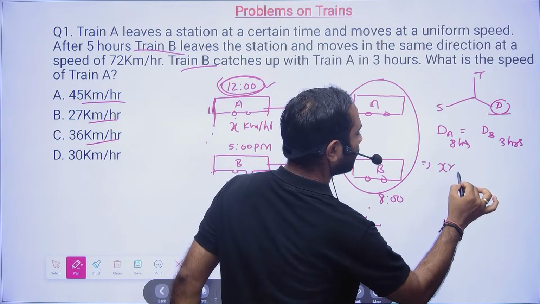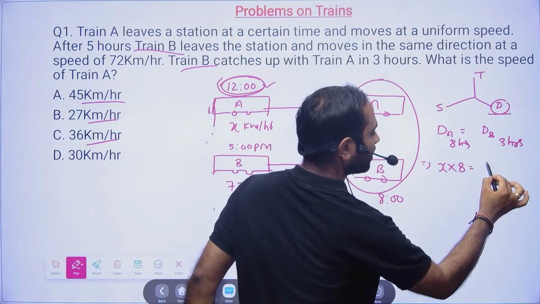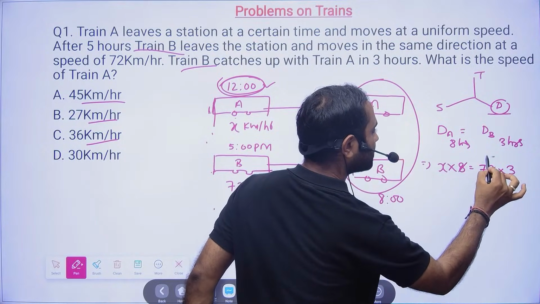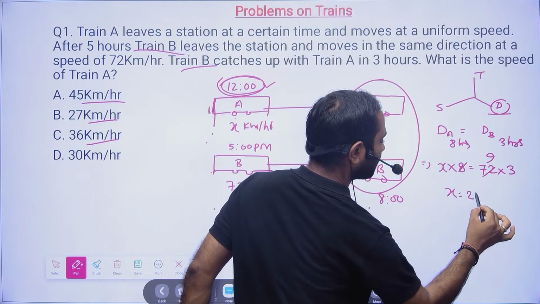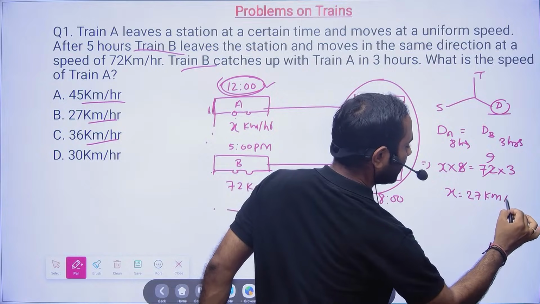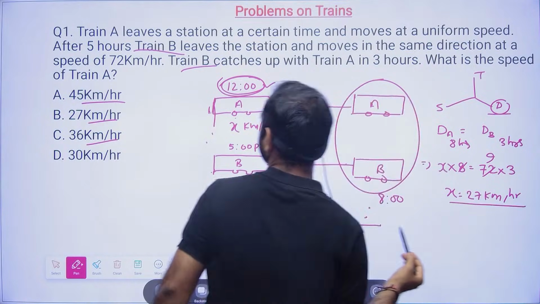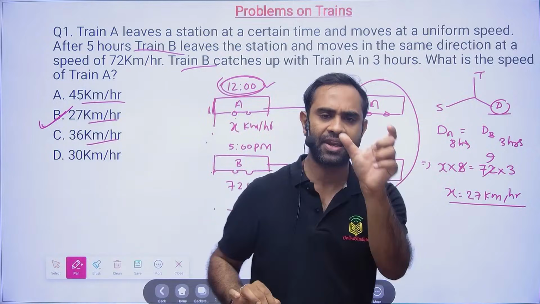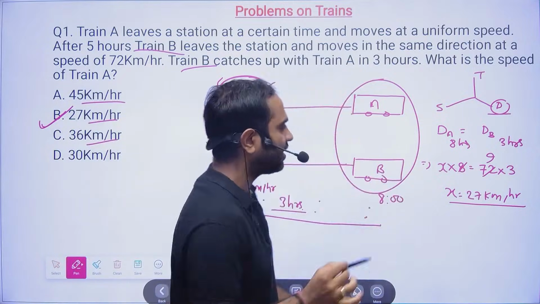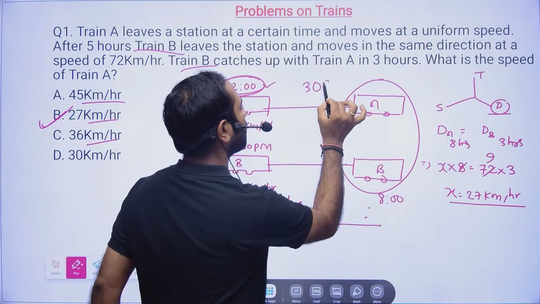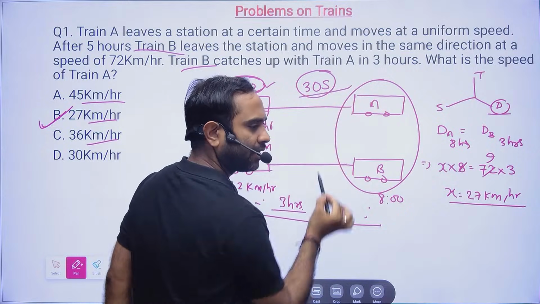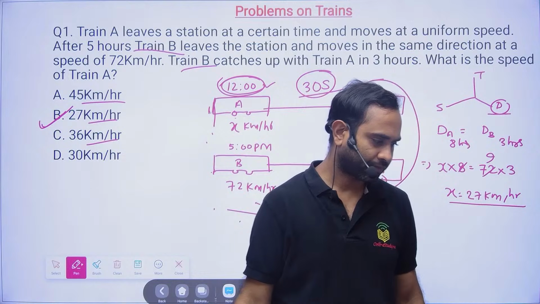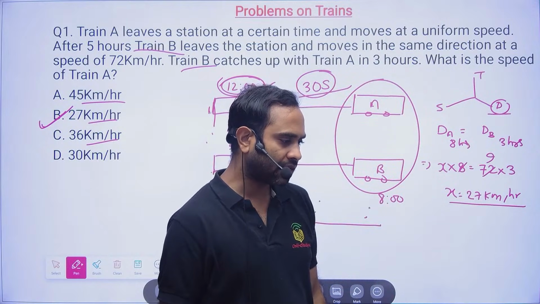Okay. Now, distance will be speed times time. Sir, speed we don't know, time is 8. Distance is 72 and time is 3. So here x will be 27 km per hour. You have to be very, very careful with units. So here option B will become the correct answer. This was a very, very simple question. It should have taken just 30 seconds to solve, but I wanted to explain, so I took some time. Otherwise there is nothing. Okay, done.